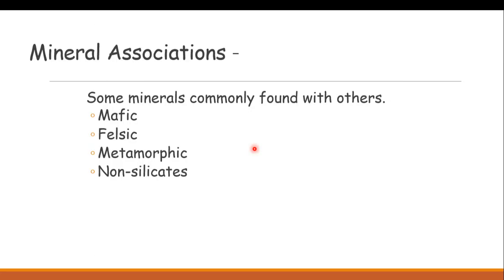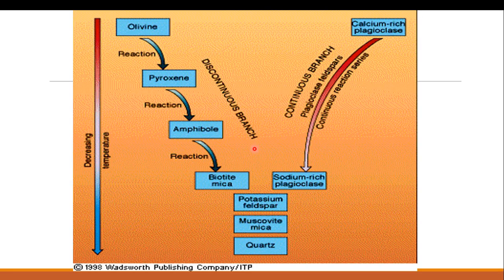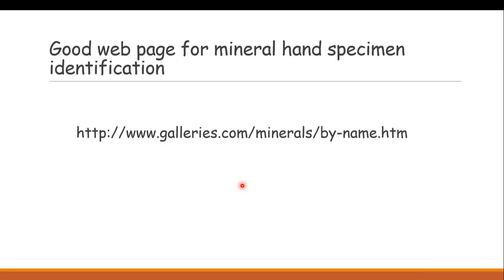We have discussed mineral association. Some minerals are commonly found with others, like mafic, felsic, metamorphic, and non-silicates. These are basically the flow chart. You just go through it. If you have any questions regarding this, feel free to ask in the comment section. Okay, this is basically the link of the web page for mineral hand specimen identification. You just go through it.